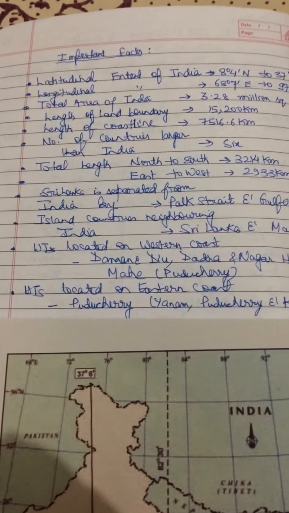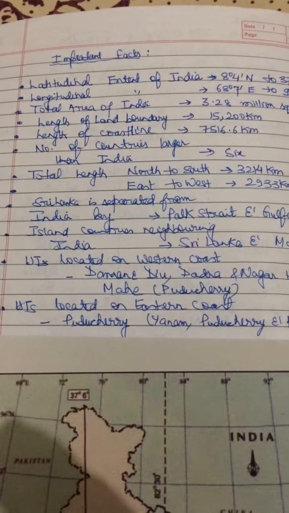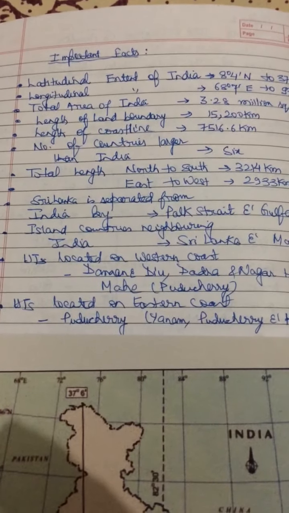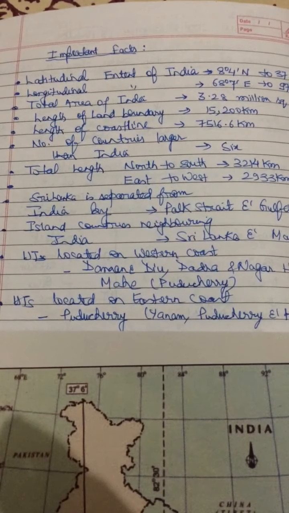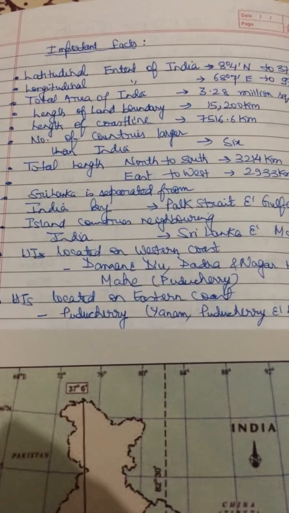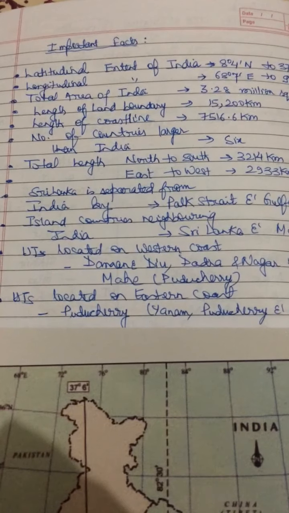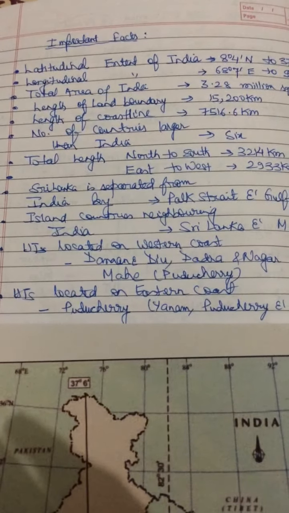In this video we are going to discuss important facts about India with the help of the map of India. As we know, India is located in the northern hemisphere on the globe. India is the seventh largest country in the world.